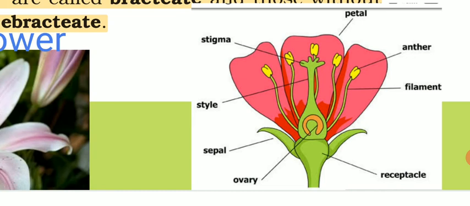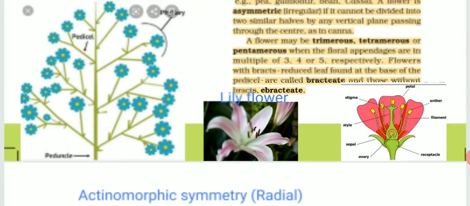I hope these 4 parts, or 4 whorls, of the flower are clear. I am repeating. Number 1, sepals. Number 2, petals. Number 3, stamen. And number 4, pistil. Now let's study the flower.